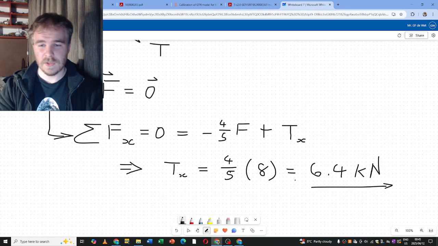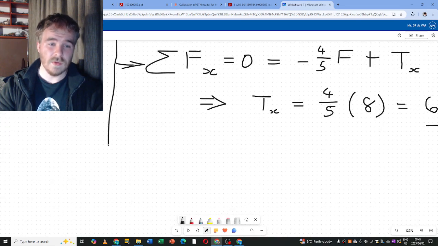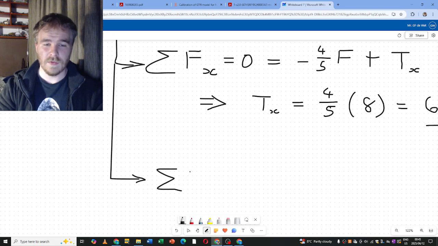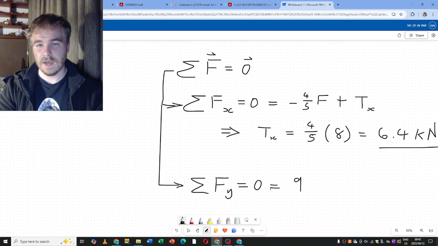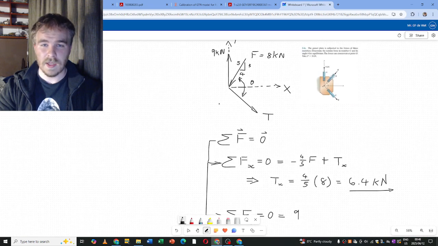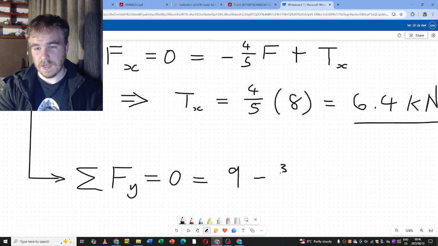Great, so we have the x component of T, and now we can go on to the next direction. So we go on to the sum of forces in the y direction. It's also equal to 0. And this time we have that 9 kilonewton, and the F force is once again in the negative direction. If you quickly take a look, it's negative y direction, but this time it is 3 over 5 times F.